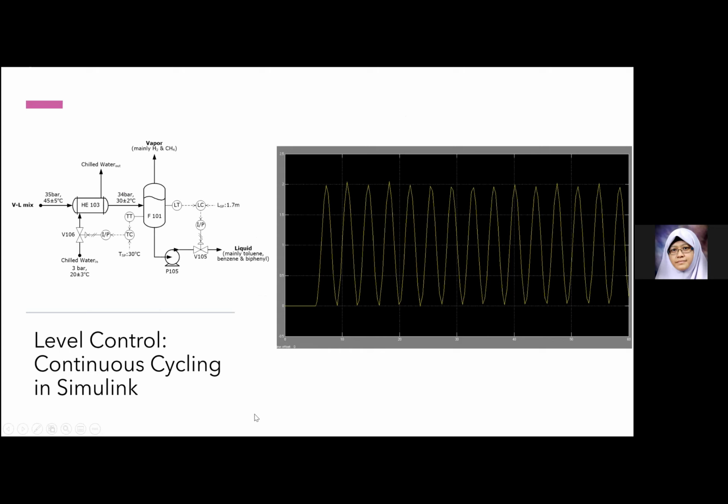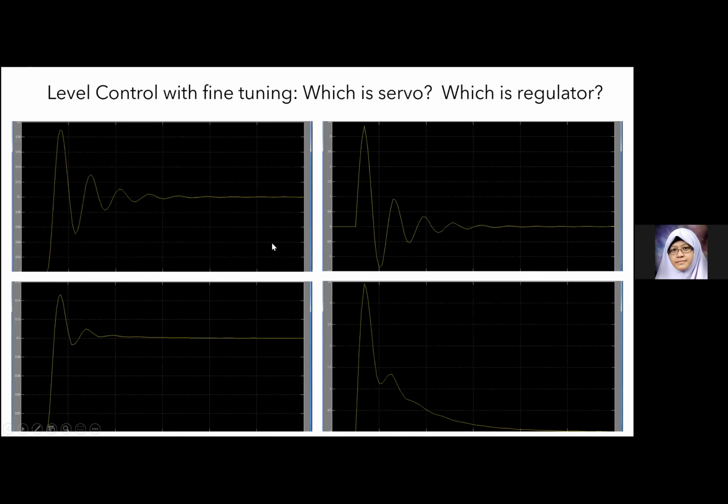Okay, so this is a continuous cycling in Simulink for the level control. Again, this is level control, which is servo and which is regulator. These two are for the same tuning, but with fine tuning. The top one is the original, from the first estimation from the calculation. The bottom one is after fine tuning. Which one do you think is servo? Which one is regulator? The one on the left? Which one is servo? The one on the left or the one on the right?